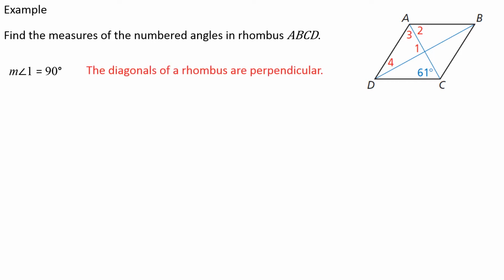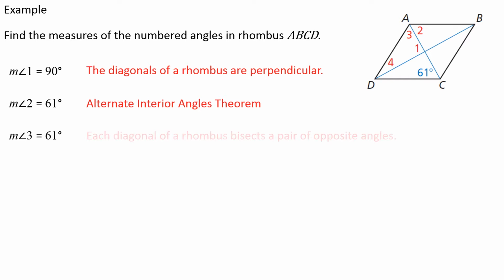you'd actually probably go to angle 2 first. And your official reason for angle 2 is that you've got alternate interior angles, right? Because side AB is parallel to side DC. AC would be your transversal. And of course, the official reason for angle 3 also having to be 61 degrees is that that angle has been bisected.